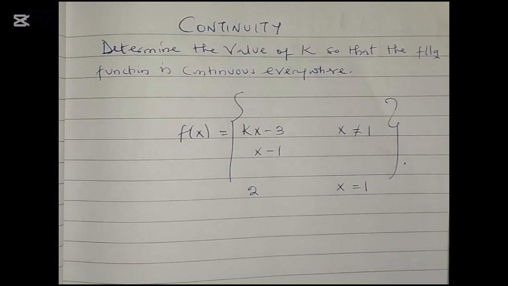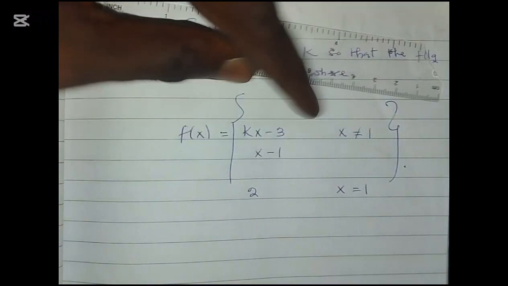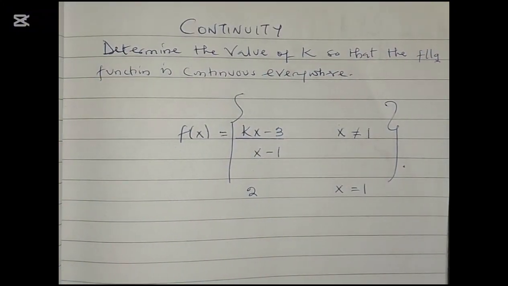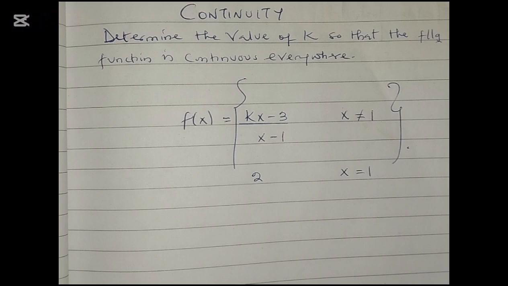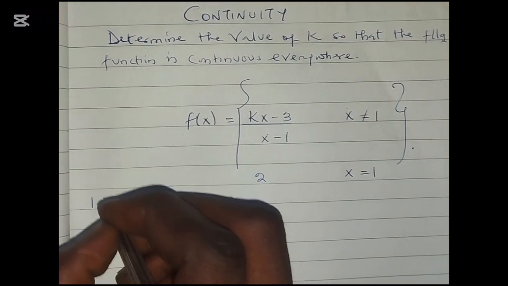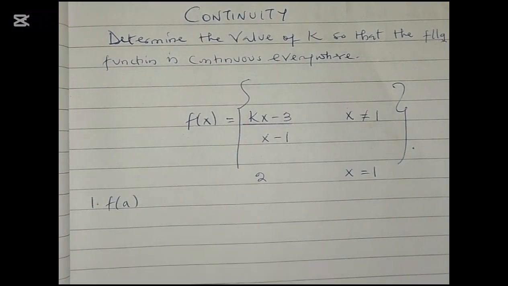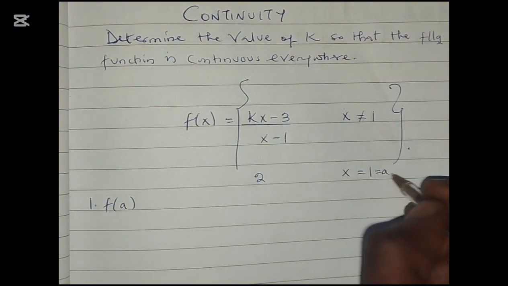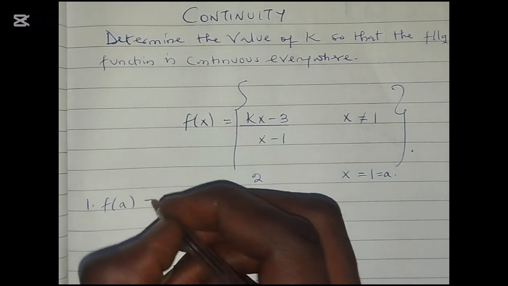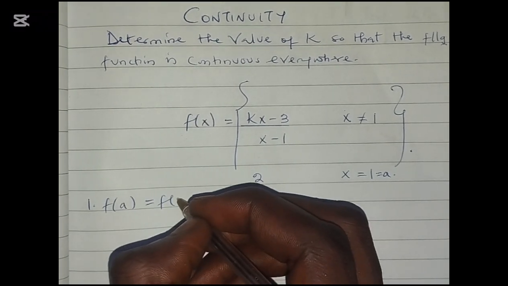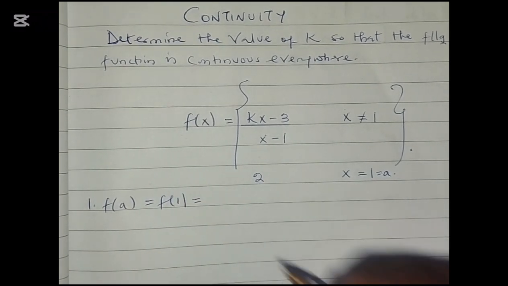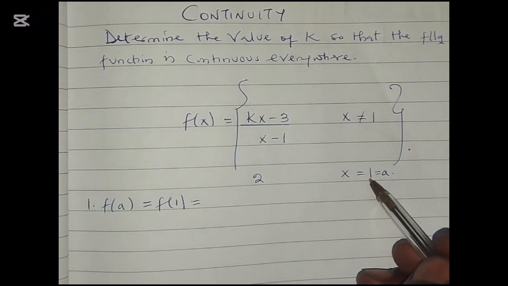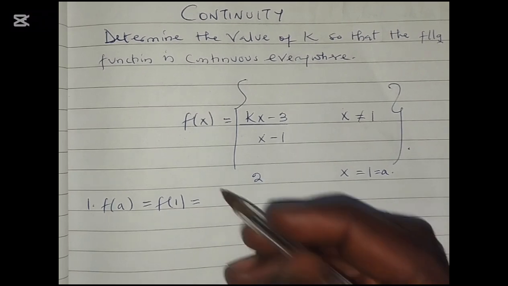Now the first thing we do is use the conditions for continuity to check what is happening here. So first let's check what is f of a. That's our first condition. Now f of a must be defined. What is our a? You see x equals 1, and this should equal your a. Now f of a is f of 1, which is equal to, where do we have x equaling 1? Yes, x equals 1, and f of 1 is equal to 2.